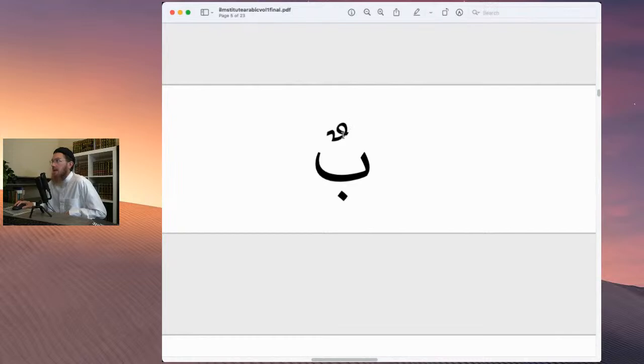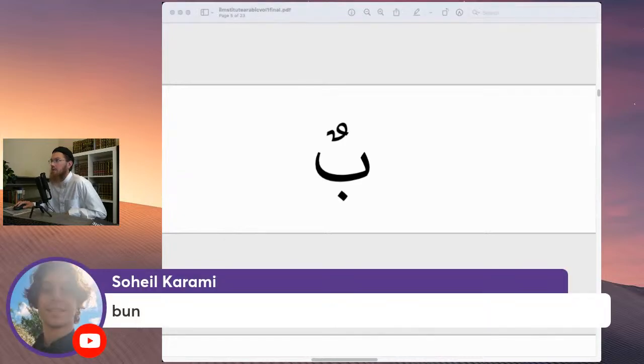Now, this is a dhamma, but we also learned that when there's that squiggle at the end, when the end of the dhamma comes up and it's bent like that, that represents two dhammas, meaning it has tanween. So you'd write B for the letter ba, U for the first dhamma, and then N for the second dhamma, which is called tanween. So the correct answer would be bun. Bun. Excellent.